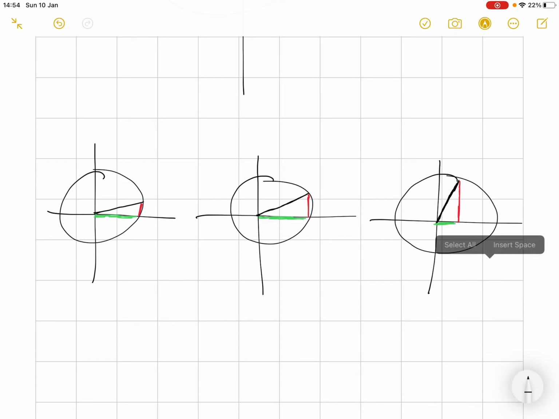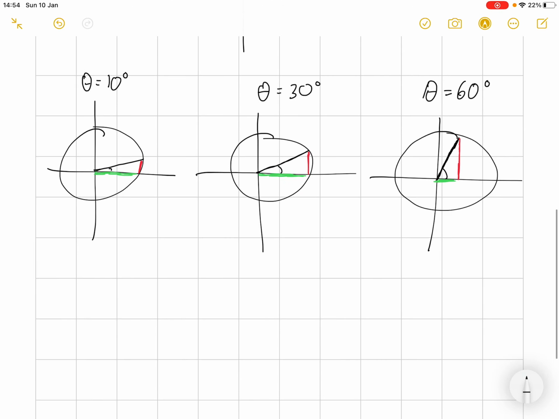And I'm just going to label, of course, we have angle here, here, and here. This is theta equal to 10 degrees. Theta equal to about 30 degrees. And theta equal to about 60 degrees.